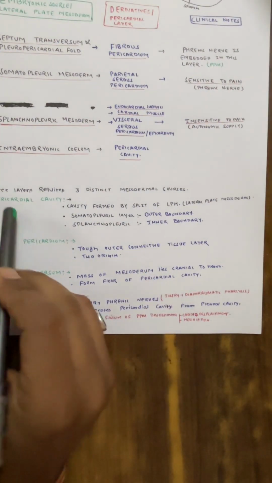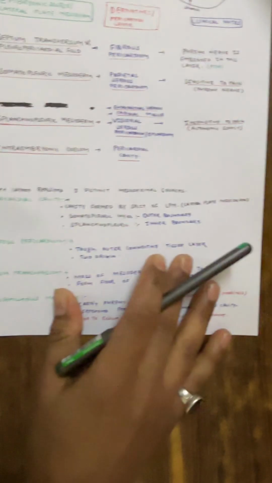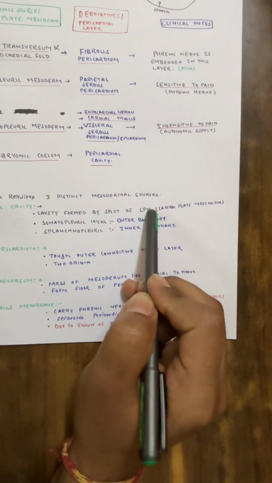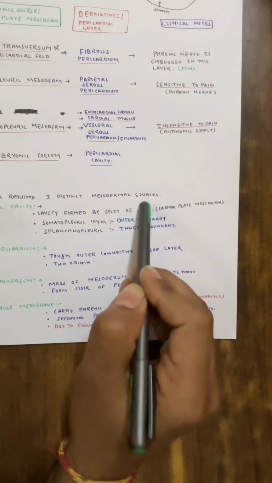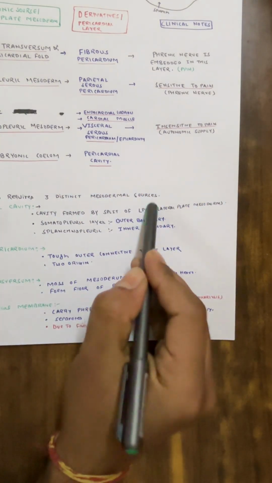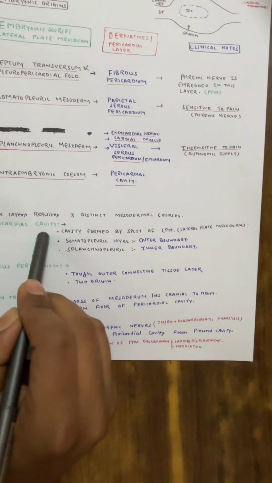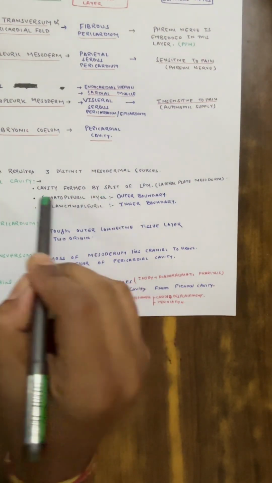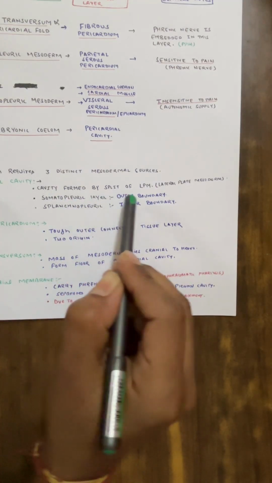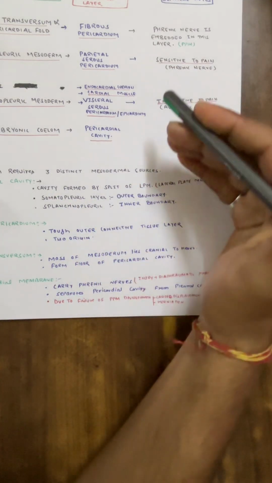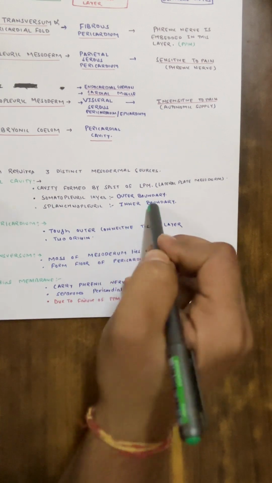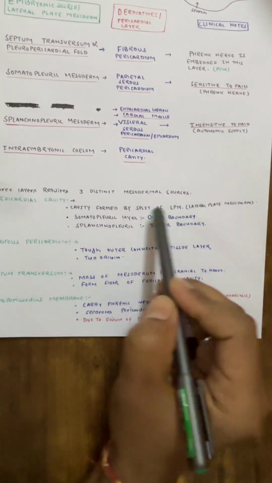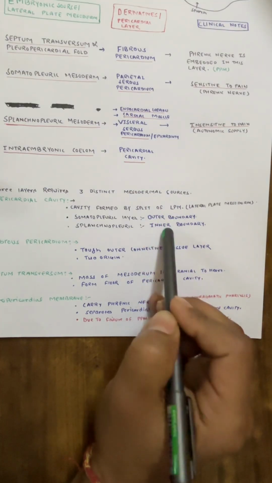Now let's talk about the pericardial cavity. This cavity is formed by the split of the lateral plate mesoderm. The lateral plate mesoderm is split into two layers, and between the two layers we get a cavity called the pericardial cavity. Now talking about its layers, the somatopleuric is the outer layer, as we all know, and the splanchnopleuric will be the inner, toward the visceral side.